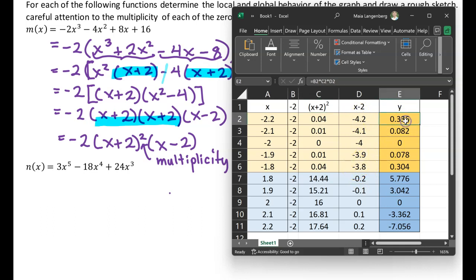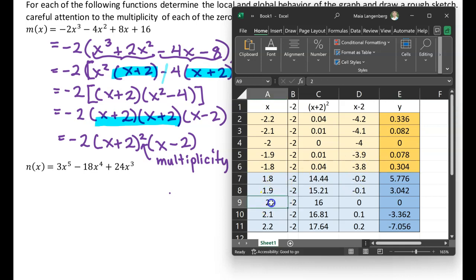And then this last column is the actual y values when I multiply all of that together. So you can see I have a positive y value, a smaller positive y value, and there's my x-intercept at 0, and then instead of crossing through, I switch back to positive.